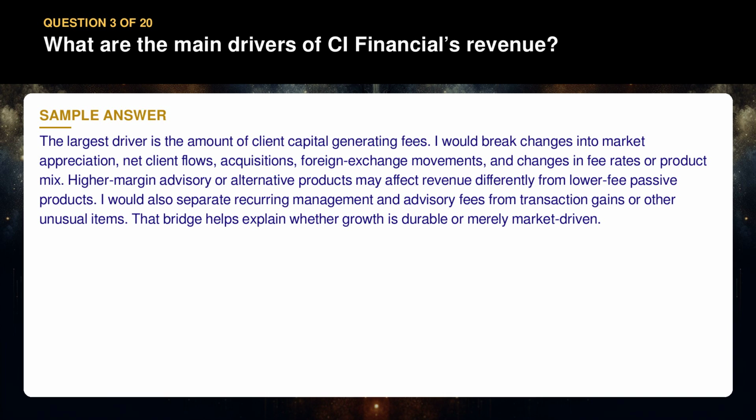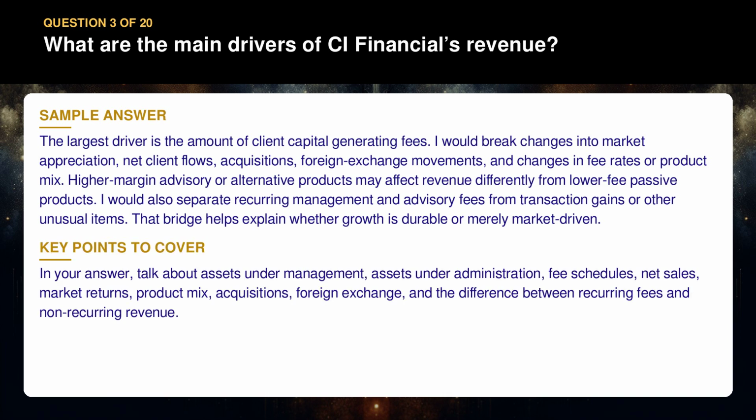I would also separate recurring management and advisory fees from transaction gains or other unusual items. That bridge helps explain whether growth is durable or merely market-driven. In your answer, talk about assets under management, assets under administration, fee schedules, net sales, market returns, product mix, acquisitions, foreign exchange, and the difference between recurring fees and non-recurring revenue.